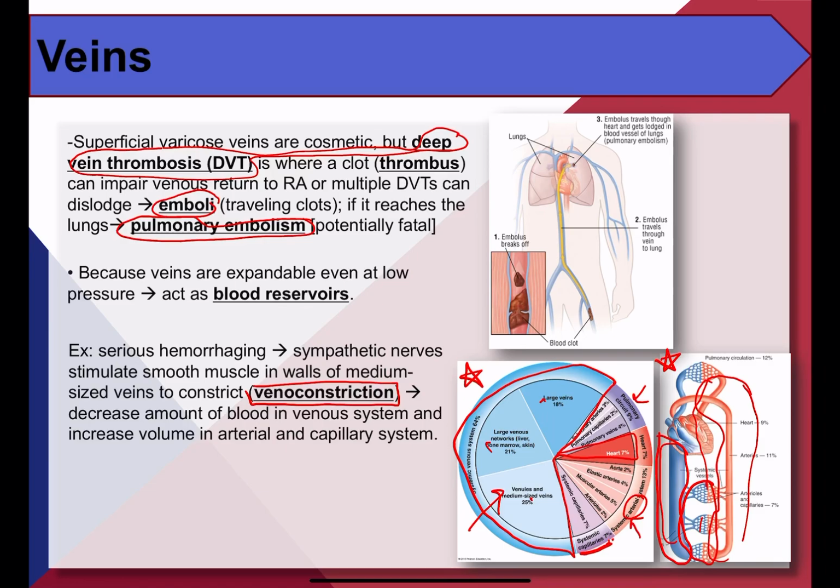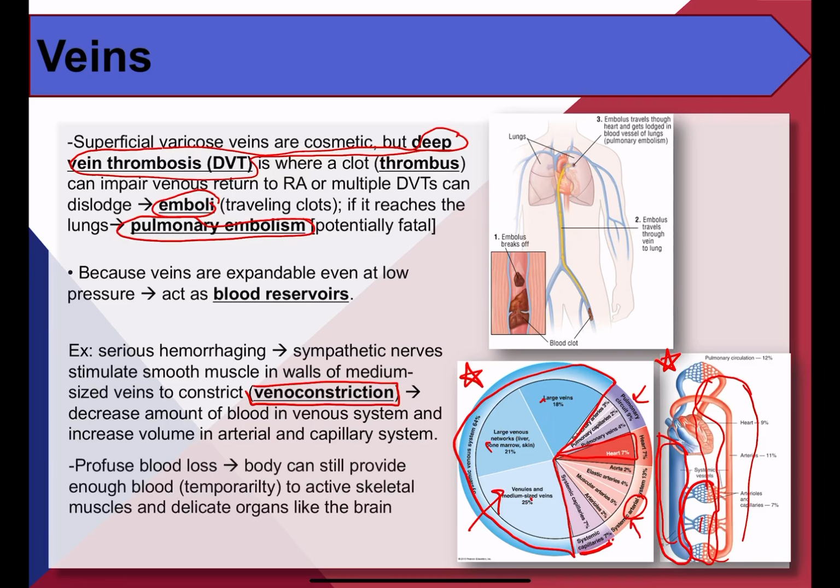Or else, when tissue stops receiving blood from arteries or capillaries because there's not enough blood in there, they will start deteriorating and start to die, and tissues and cells will start to be gone. All right. And hence, when we experience profuse blood loss, the body can still provide enough blood temporarily to active skeletal muscles and delicate organs like the brain.